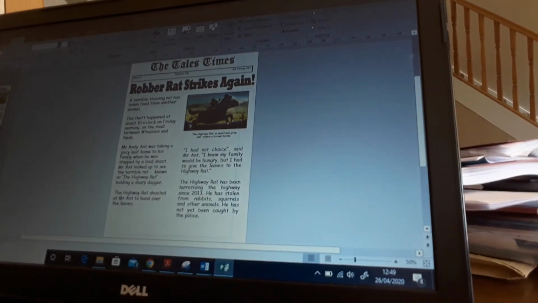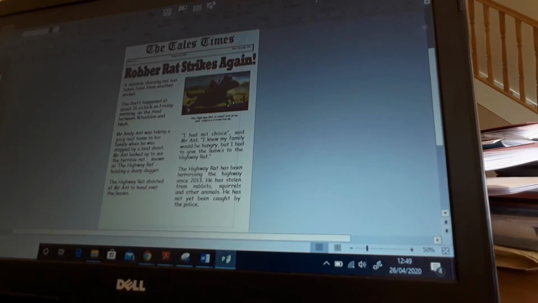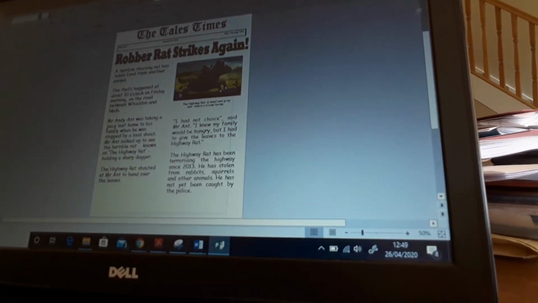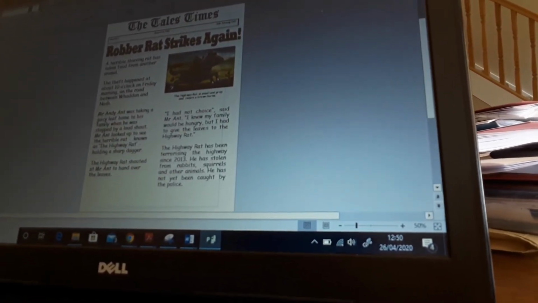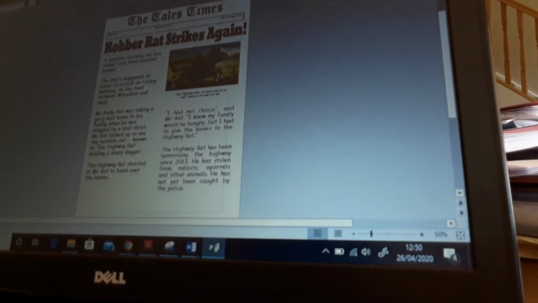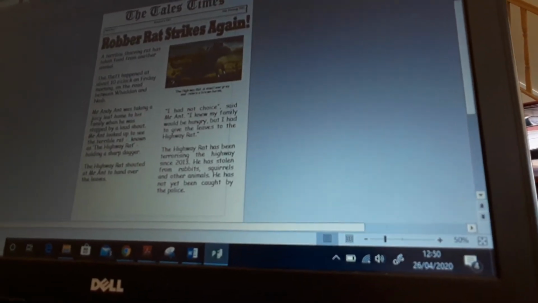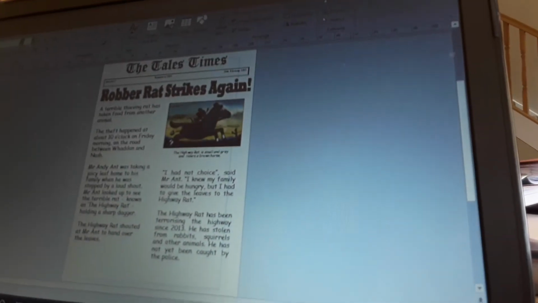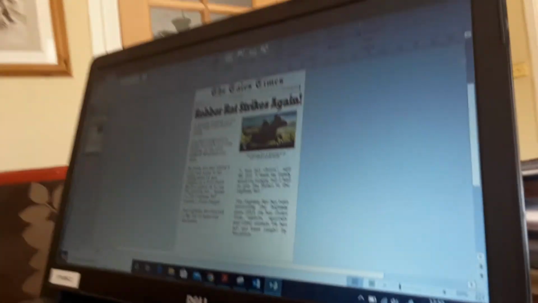The highway rat has been terrorising the highway since 2013. He has stolen from rabbits, squirrels, and other animals. He has not yet been caught by the police. And then we've got a picture here of the highway rat.